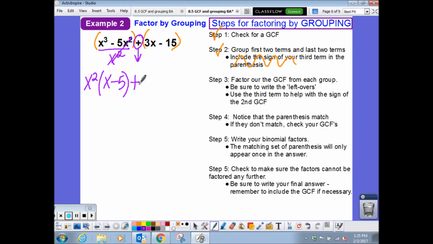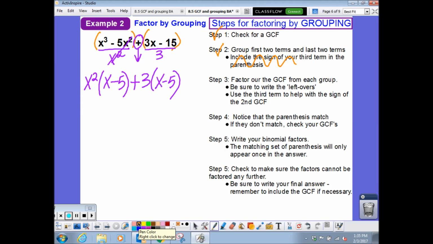So plus. Okay, now you always have to take something out here, even if it's just a 1, because we need to end up with a binomial times a binomial. That's going to make more sense here in a second, but you've got to take something out of that second group. But in this case, 3 goes into both of those. So I am going to take that 3 out, and we're going to write down what's left. If I divide 3 out, that leaves me with x minus 5.